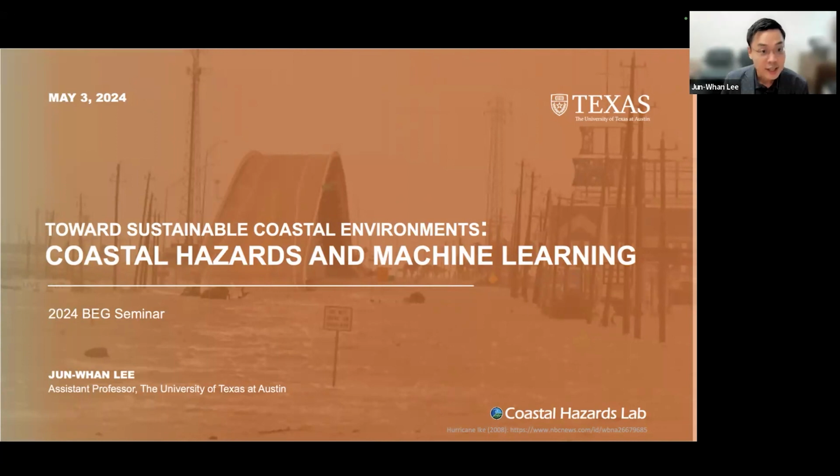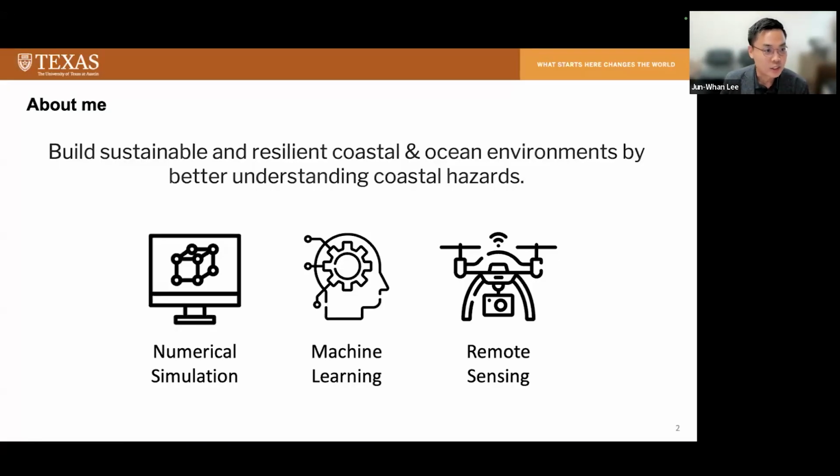And before starting the research presentation, I prepared short slides to introduce myself, but as already Wanya mentioned, I'm working on building sustainable and resilient coastal and ocean environments by better understanding coastal hazards using 3 different approaches such as numerical modeling and machine learning and remote sensing. And this talk will be focused on the machine learning part. So how can we use machine learning to predict coastal hazards such as storm surges and tsunamis rapidly, but also accurately and reliably?